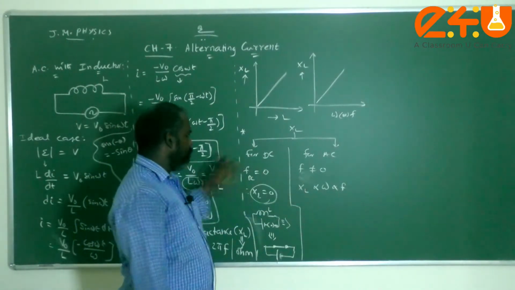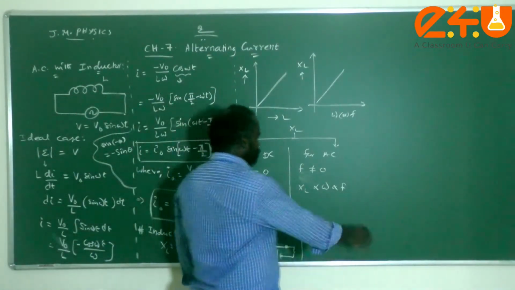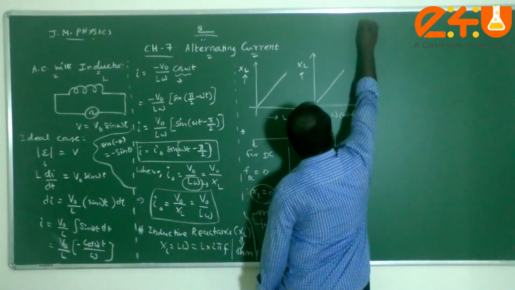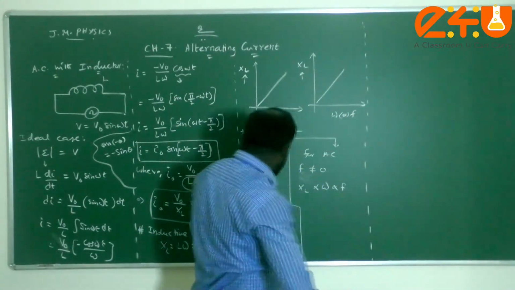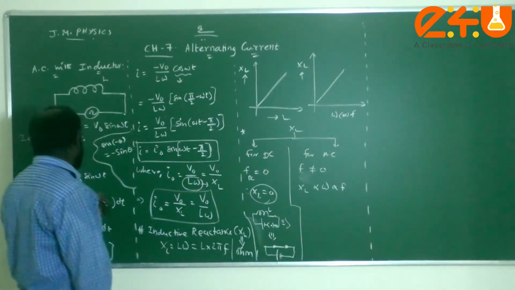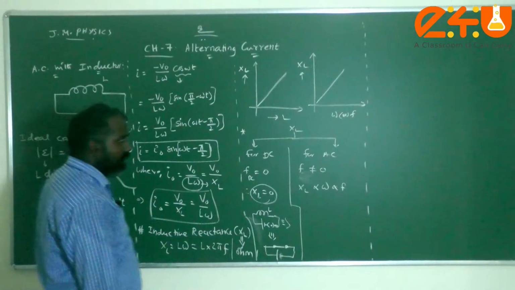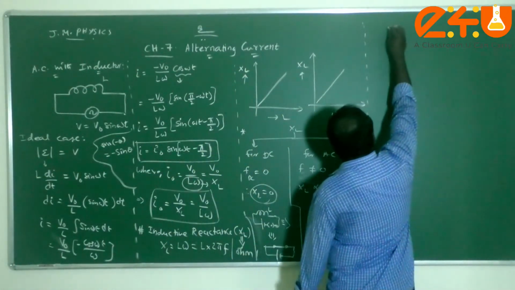But here, as we said, there is a dependence on frequency and L values. This is the information about inductive reactance. The unit of inductive reactance is ohm only. And as we discussed for AC with a resistor, here also I am going to draw the graph.